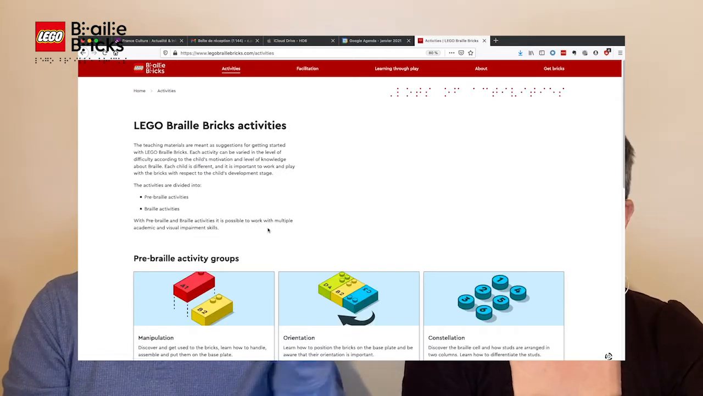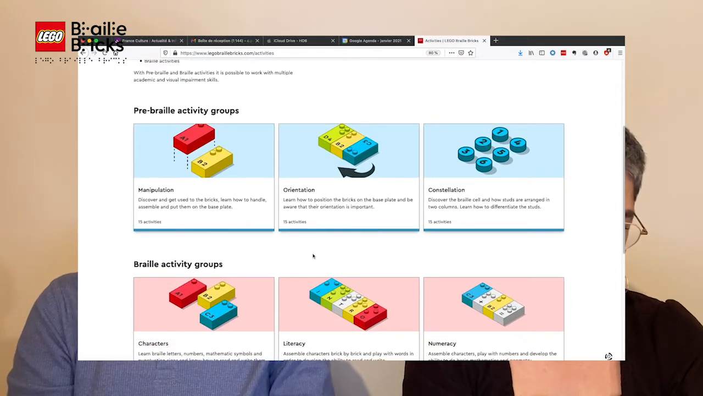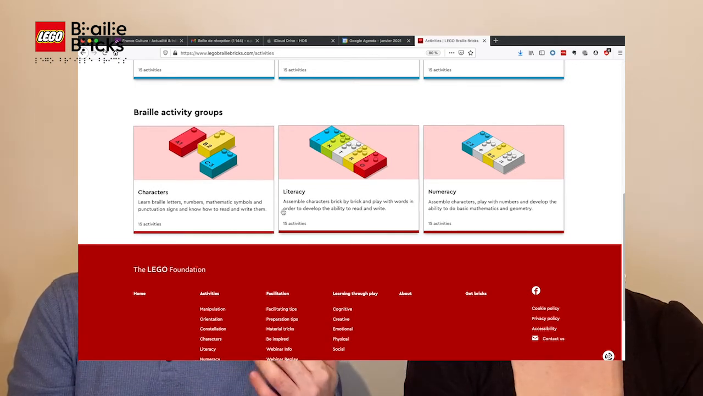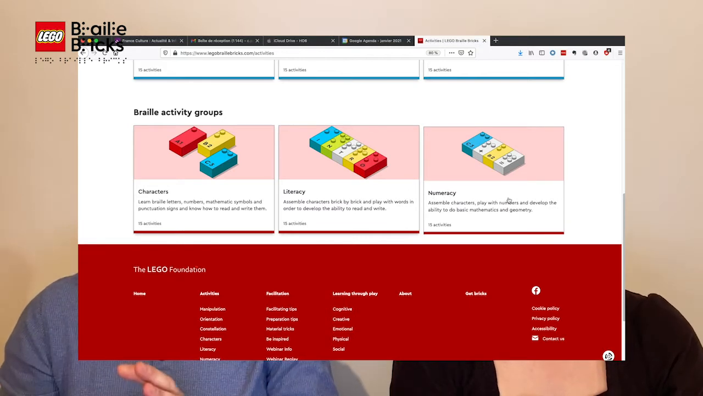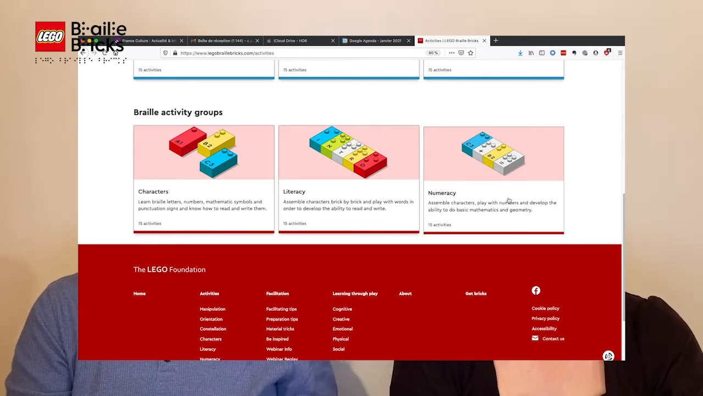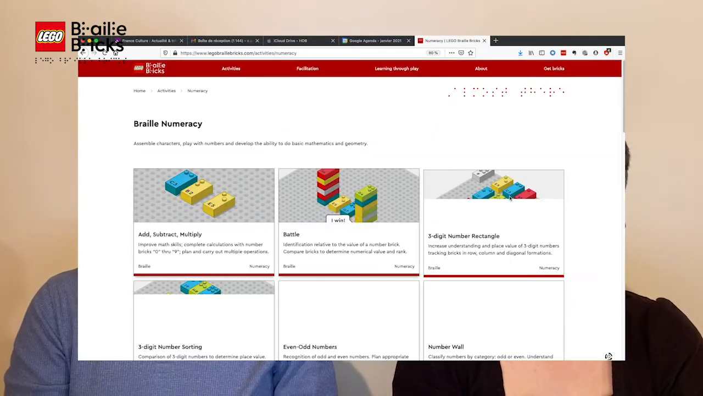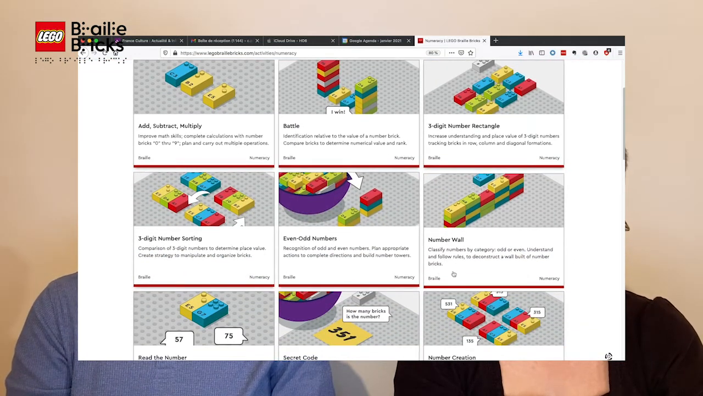If you go to the bottom of the page, you have all the activity groups about Braille. You know Braille is about recognizing each character, to be able to make words, and also to make operations. So that's why you have character literacy and numeracy, about assembling characters, playing with numbers, and developing the ability to do basic math and geometry also. As you always know, you have 15 activities.